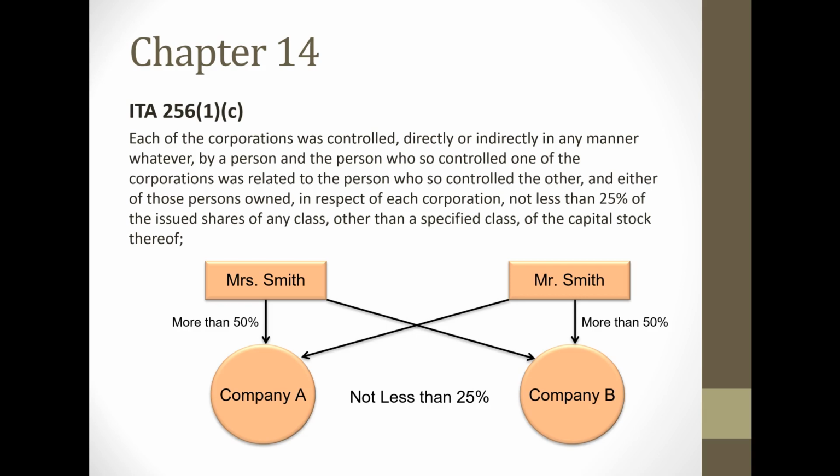Now, in addition to that, there needs to be a cross ownership test met. Now, it can go in either direction. Mrs. Smith must also own not less than 25% of the voting shares of Company B, or Mr. Smith must own not less than 25% of the voting shares of Company A. That's the cross ownership test. So as long as one direction is met, then Company A and Company B are considered associated.